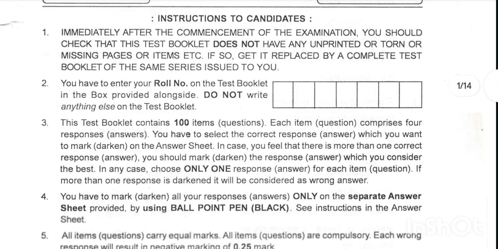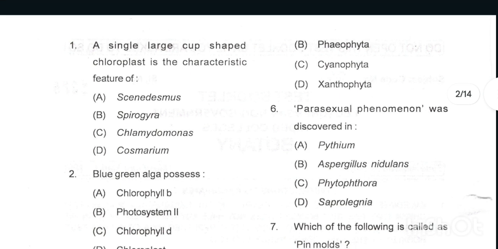So let's start. At first, the first question is, a single large cup-shaped chloroplast is the characteristic feature of Scenedesmus, Spirogyra, Chlamydomonas, Cosmarium. So here the right answer is Chlamydomonas.